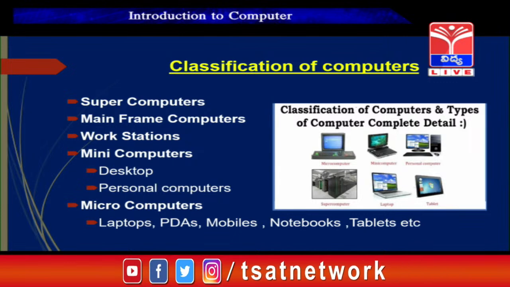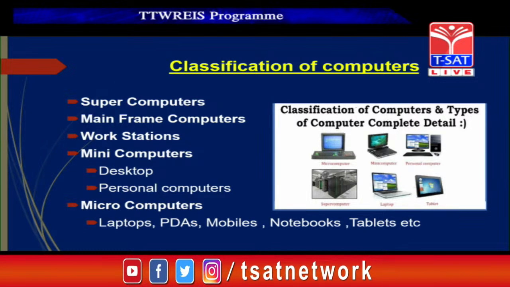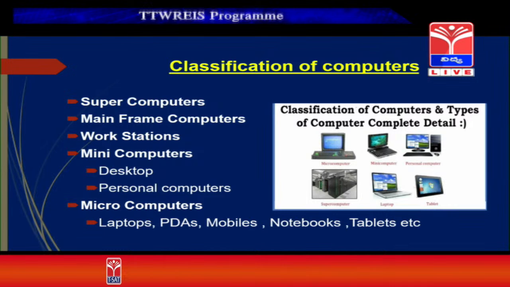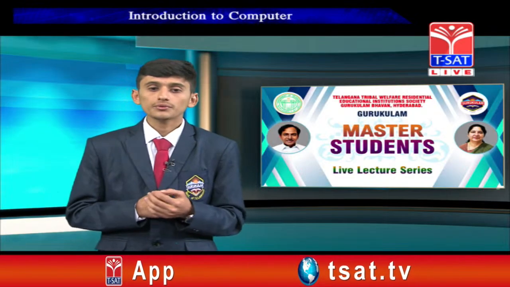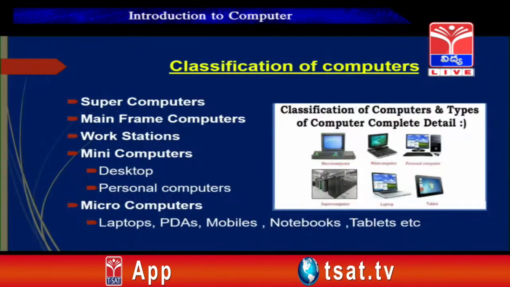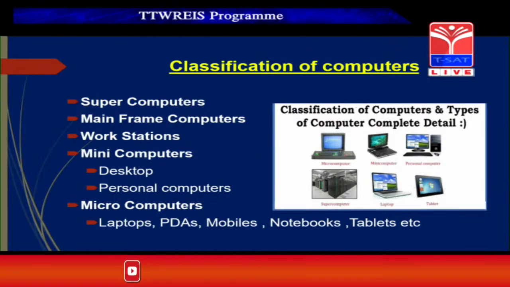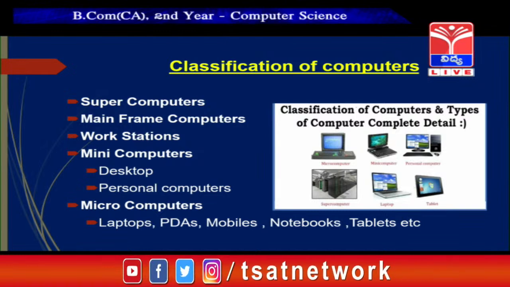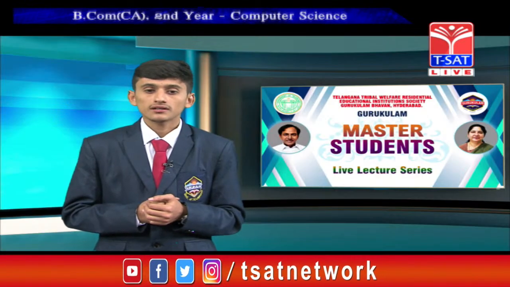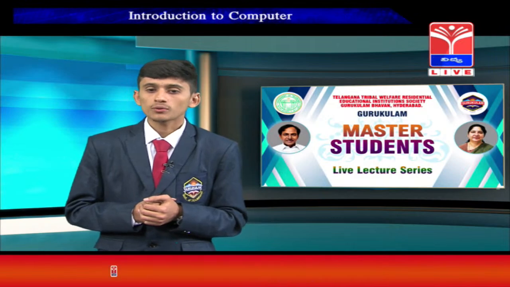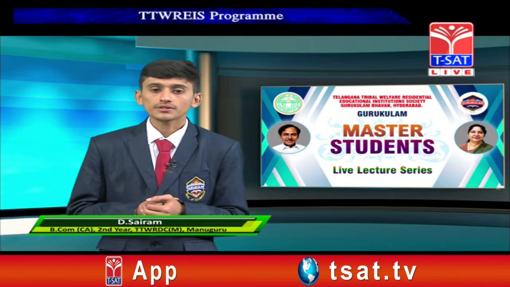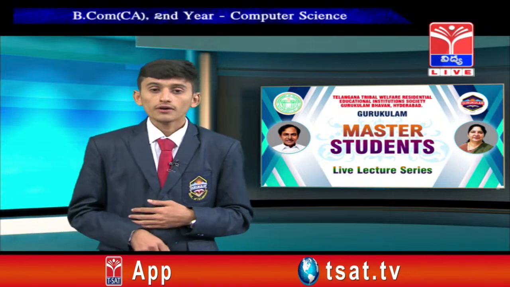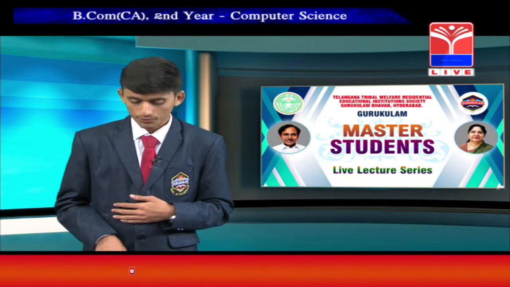Here desktop computer means a computer which is used by a group of people, it is simply called a desktop computer, and a personal computer is one which is used by a single person. And microcomputers were invented in the year 1970, and the best examples for microcomputers are laptops, pads, mobiles, notebooks, tablets. So these are the best examples for microcomputers. I hope all of you understand about classifications of computer.